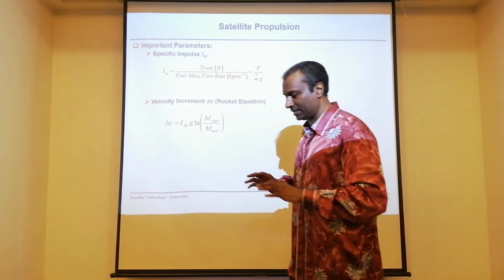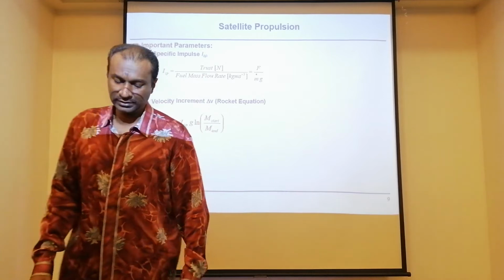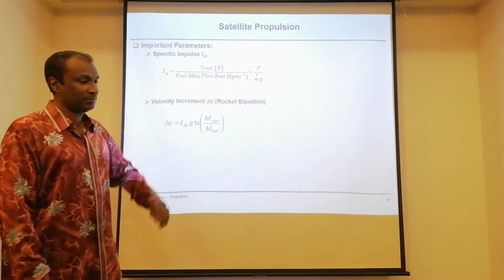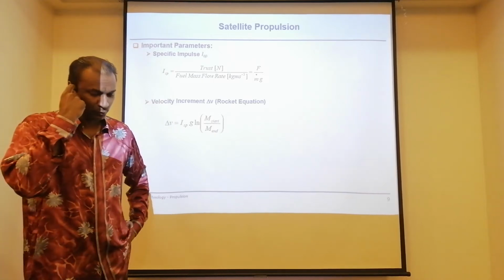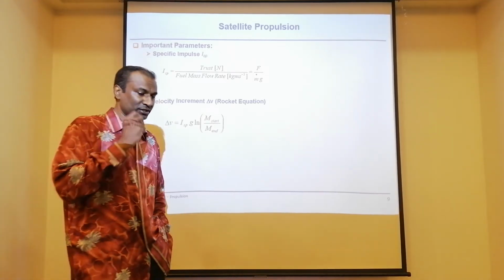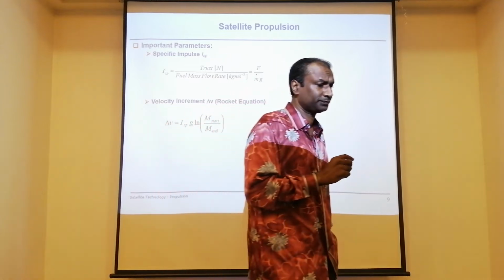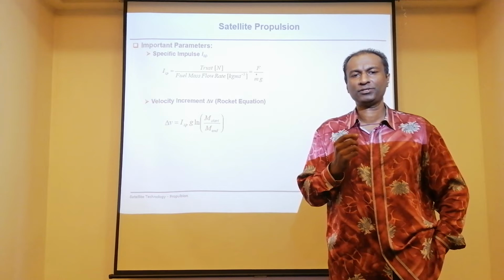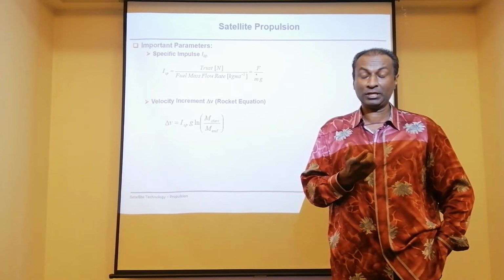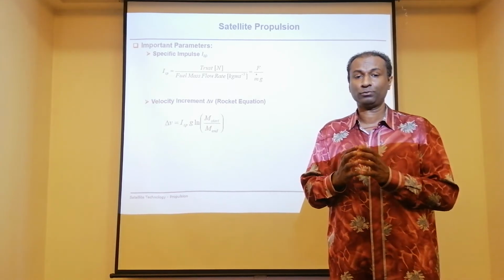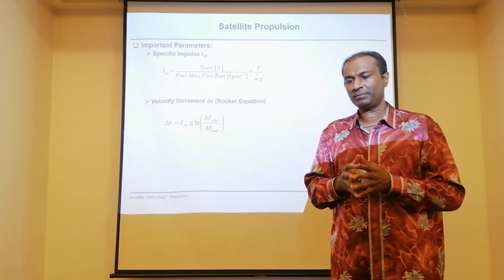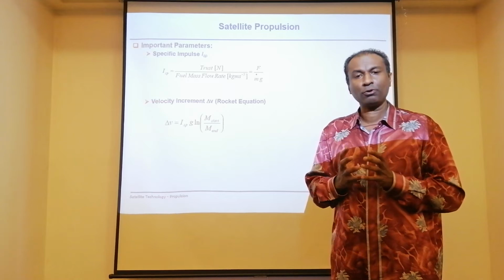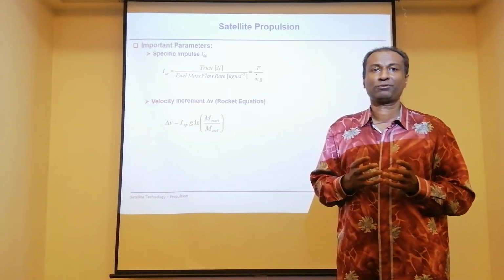Now, this is a very basic equation that you can see. First is basically the specific impulse. When you talk about propulsion systems, we talk about specific impulse, because it is a measure of the efficiency of a particular engine. A very high specific impulse gives you a very good amount of efficiency. That means the engine could be very small, but it gives you a good amount of thrust.